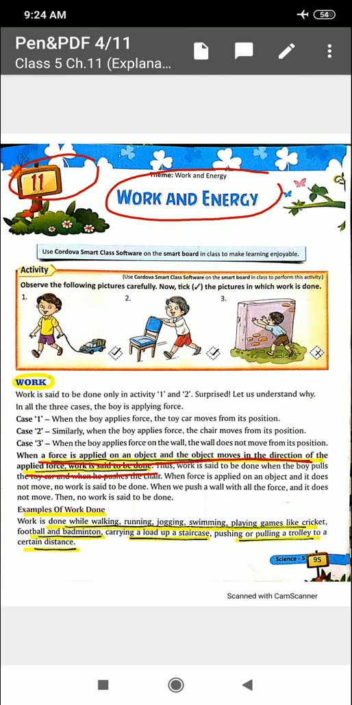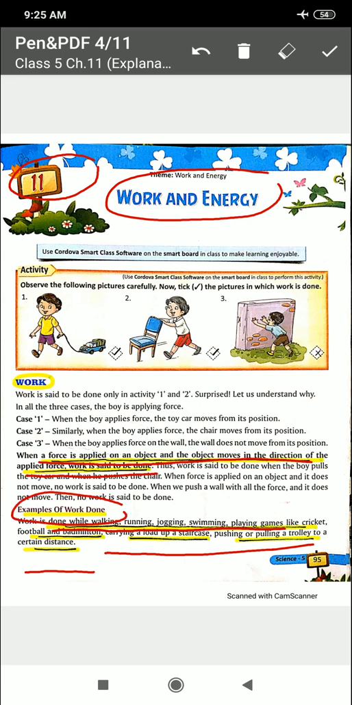Work is said to be done while walking, running, jogging, swimming, playing games like cricket, football, badminton or any other outdoor game, carrying a load up a staircase, pushing or pulling a trolley to a certain distance. So these are the examples of work done.